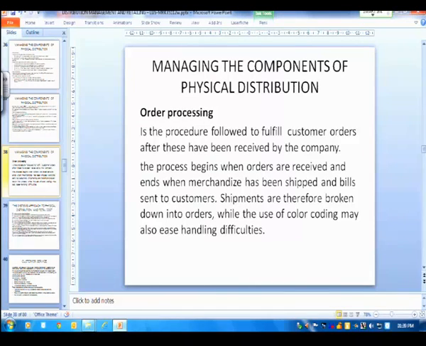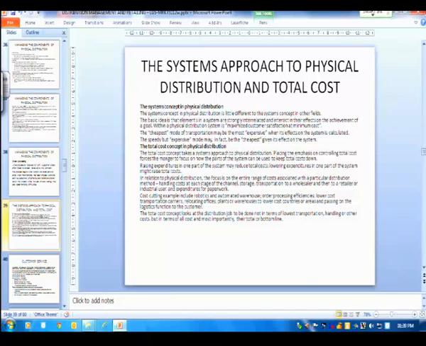Order processing. This is the procedure followed to fulfill customer orders after these have been received by the company. The process begins when orders are received and ends when merchandise has been shipped and bills sent to customers. Shipments are therefore broken down into orders, while the use of color coding may also ease handling difficulties.